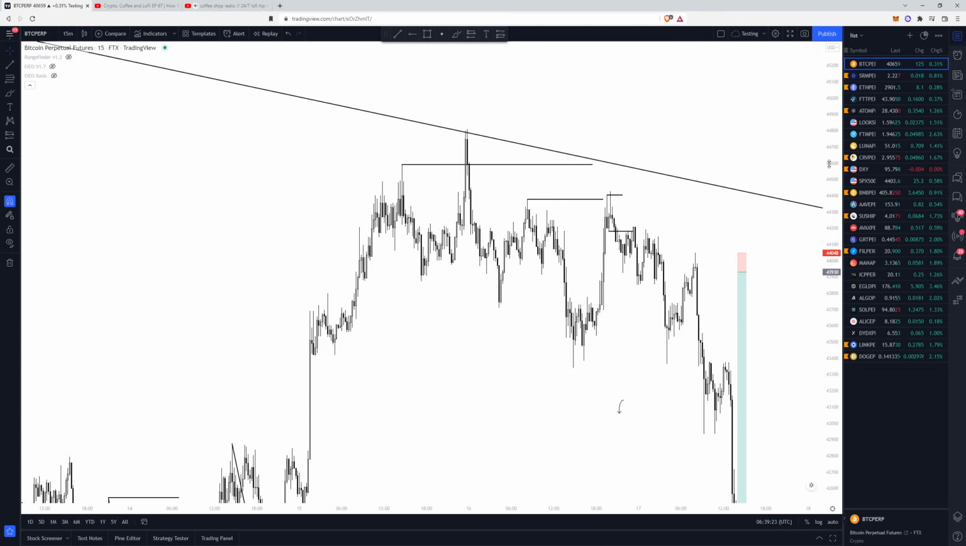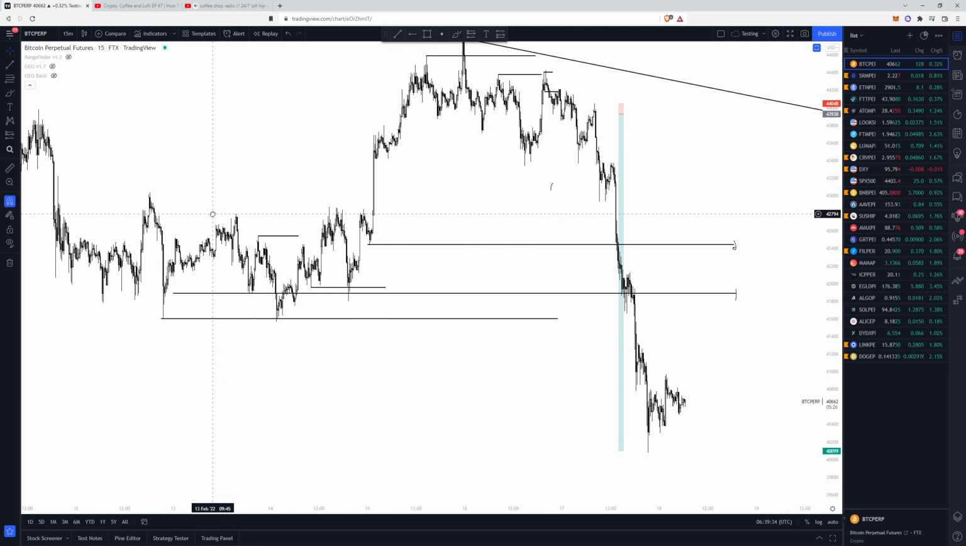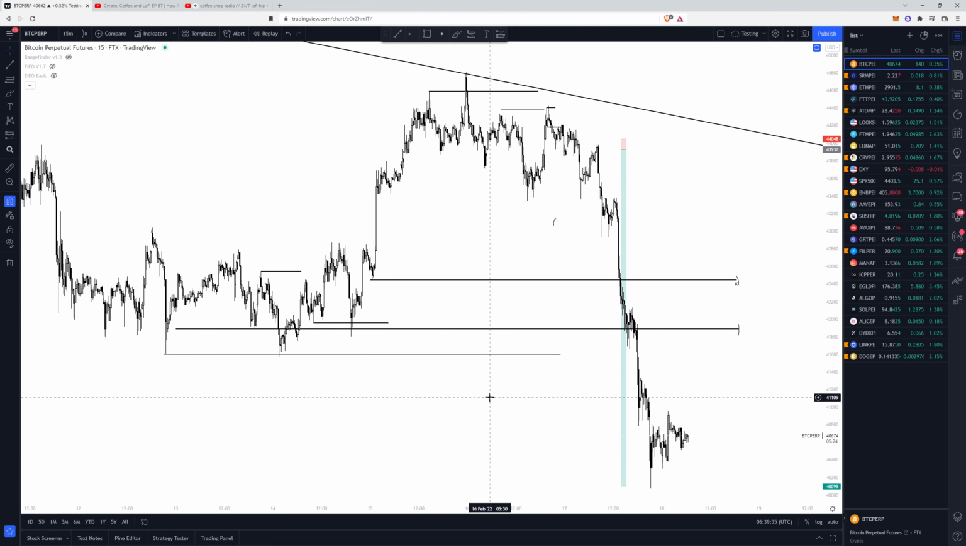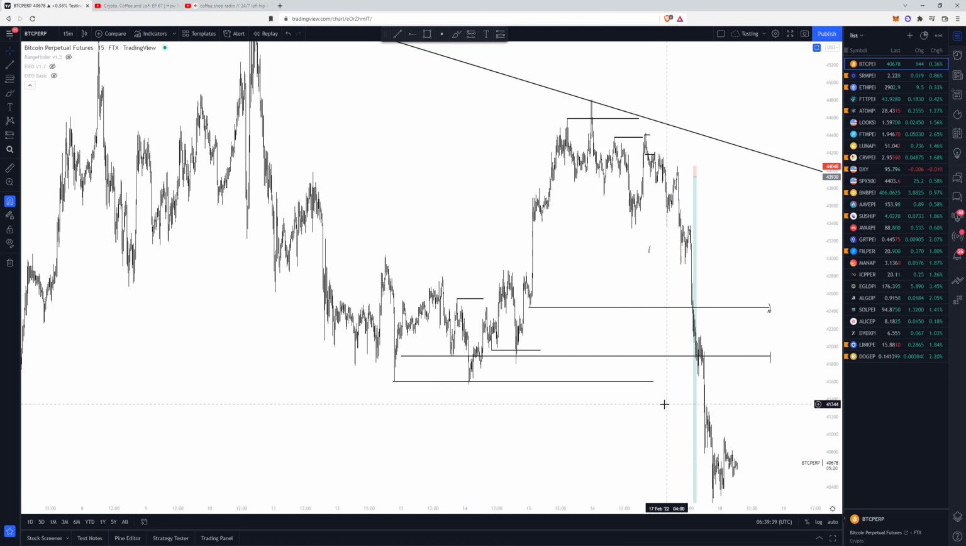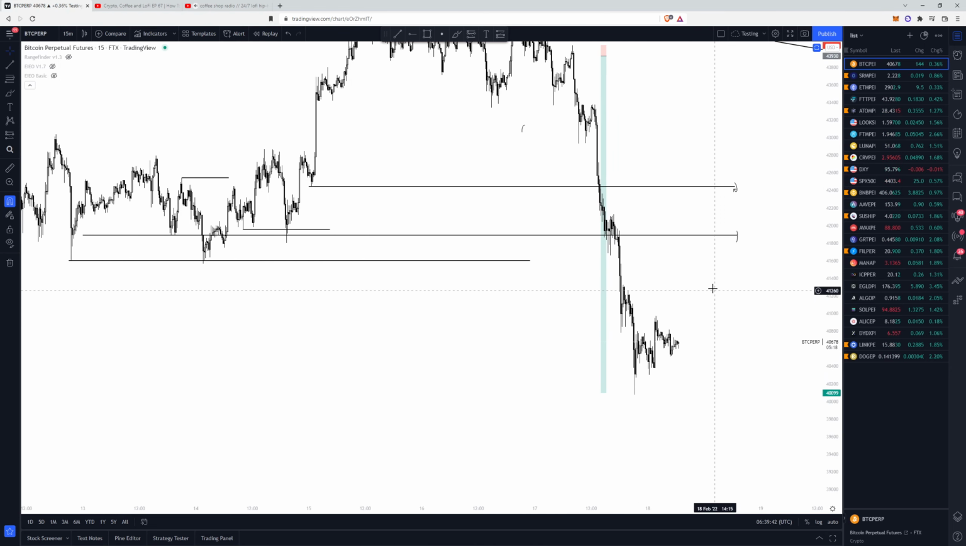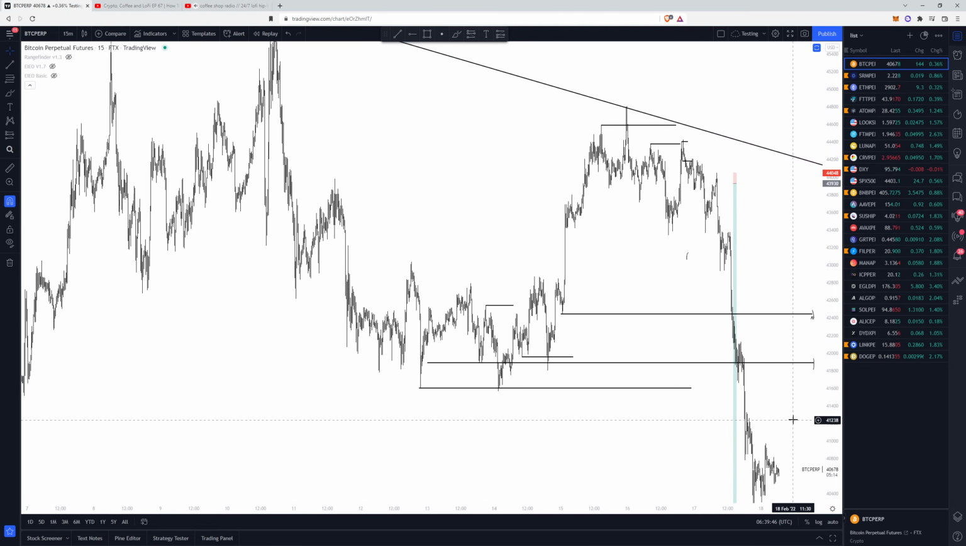Unfortunately, however, we didn't see the accumulation at the lower zones, but it is what it is. So we've now seen a daily break in structure. Any move to the upside from here, in my opinion, over the next day or two should be used as an opportunity to sell. But let's just go over that.